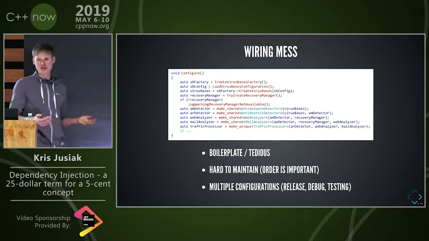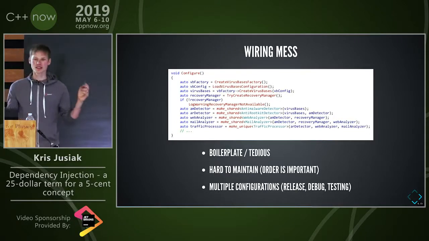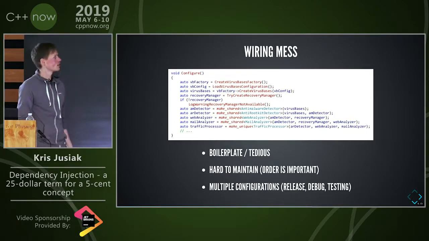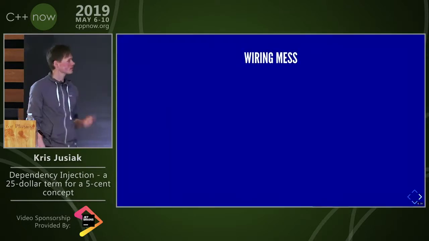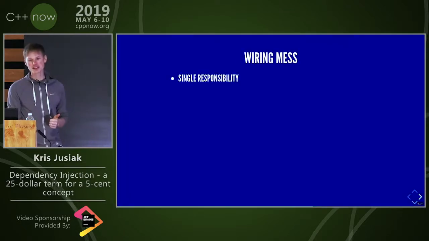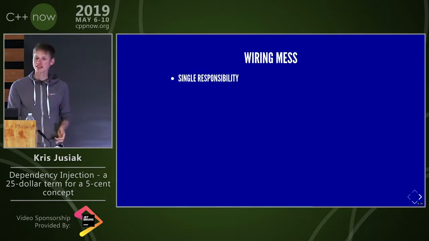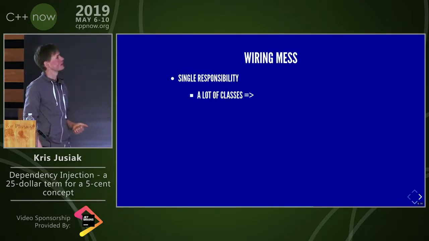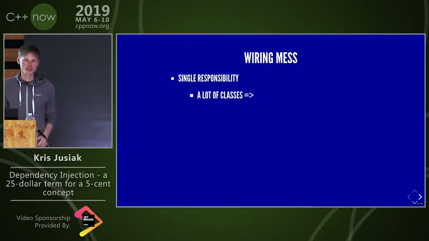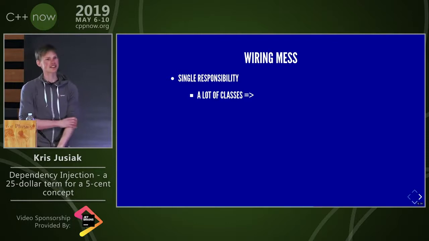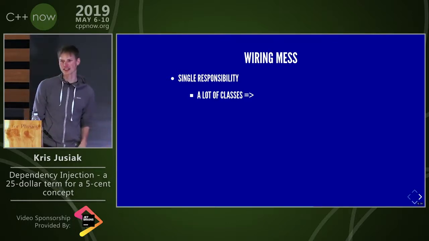And we usually have multiple configurations, for the release and for the debug. All of that makes it not something which most developers would enjoy. So, to remember, the wiring mess is something which we don't want to have. And how do we get there? We have this single responsibility, which introduces a lot of classes, right? Single responsibility, tons of classes. Everyone's seen that. When we open the IDE, we can't see how many classes there are.